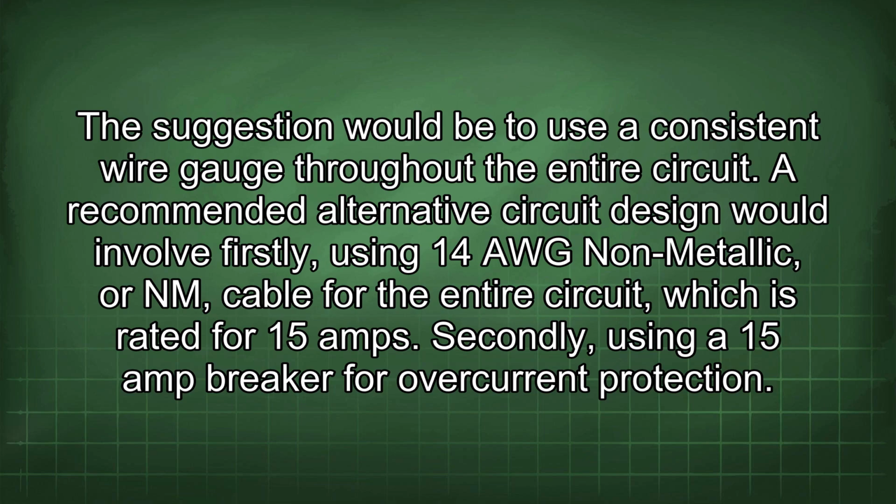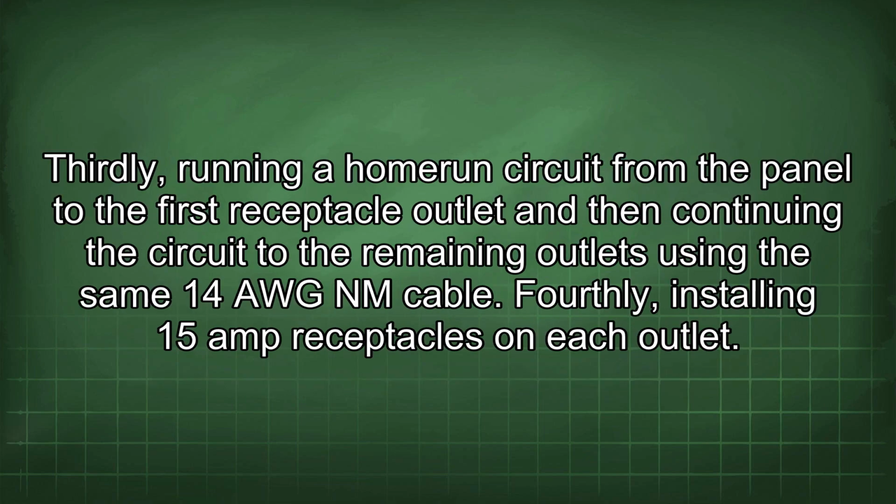A recommended alternative circuit design would involve, firstly, using 14 AWG non-metallic, or NM, cable for the entire circuit, which is rated for 15 amps. Secondly, using a 15-amp breaker for overcurrent protection. Thirdly, running a home circuit from the panel to the first receptacle outlet and then continuing the circuit to the remaining outlets using the same 14 AWG NM cable. Fourthly, installing 15-amp receptacles on each outlet.